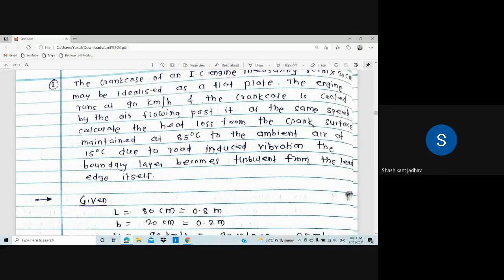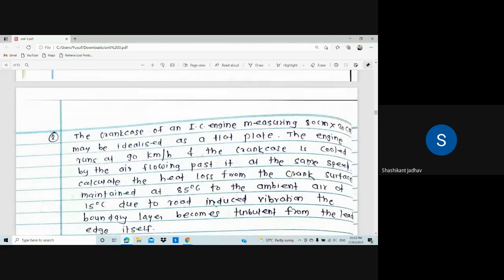The crankcase of an IC engine measuring 80 centimeter into 20 centimeter may be idealized as a flat plate.